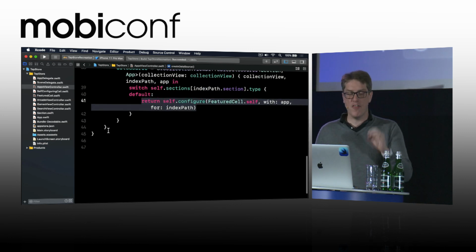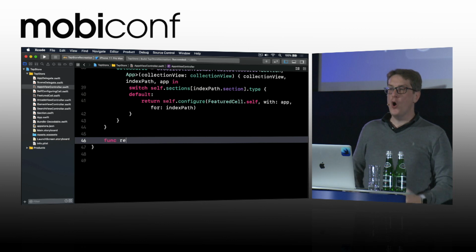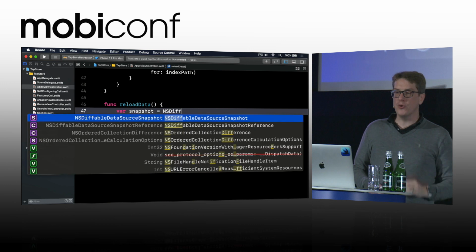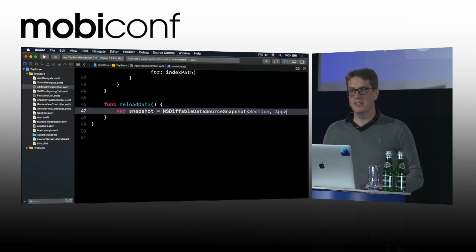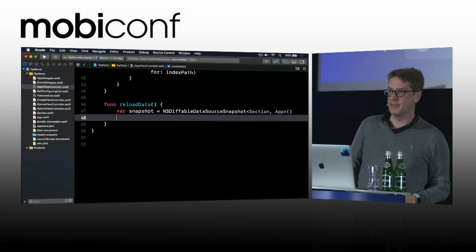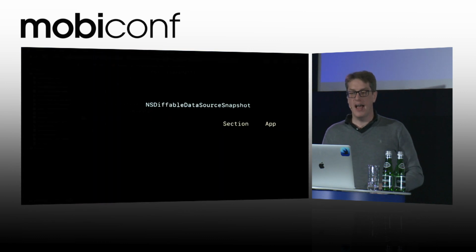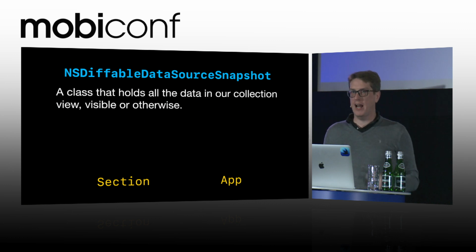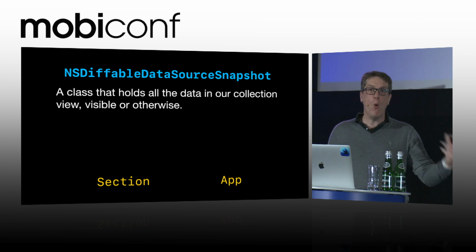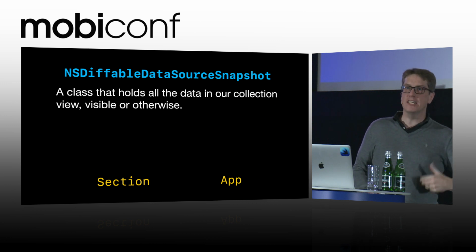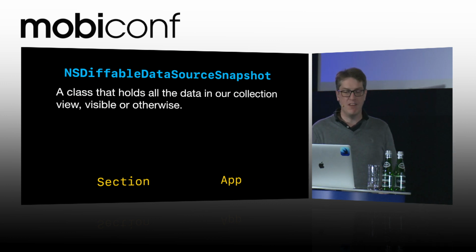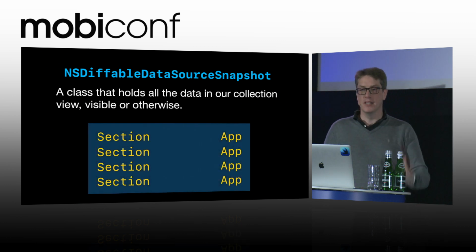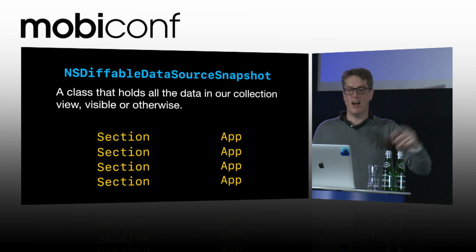And last, another method down here. How do we load the data into our table view? Here, we'll use a new type called an NS diffable data source snapshot. Again, generic over section app. This is new in iOS 13, and it's remarkably useful. This allows us to hold all the data for our collection view, visible or otherwise. We put it all in there and let it decide what gets shown and when. So we fill this thing full of sections and apps, wrap it in a snapshot, and apply the snapshot, and boom, it's in our collection view.